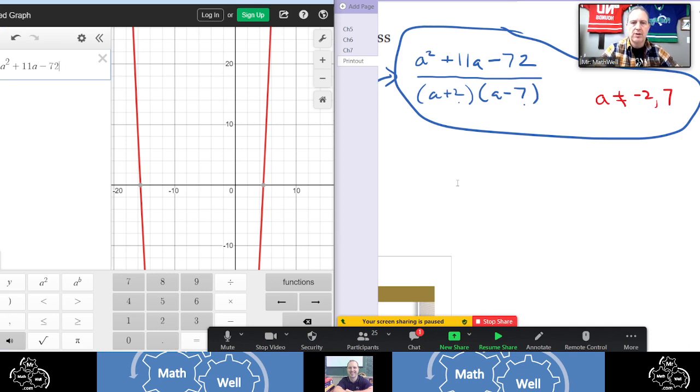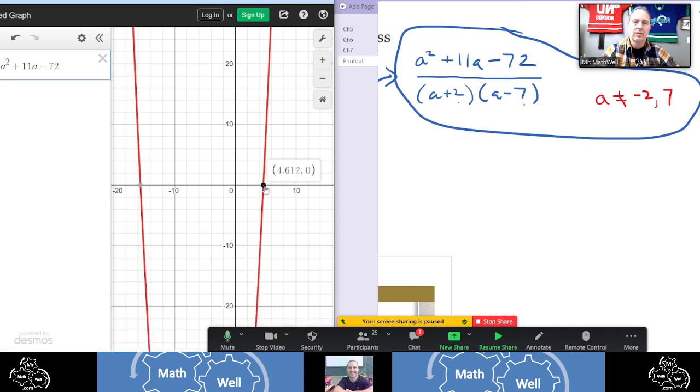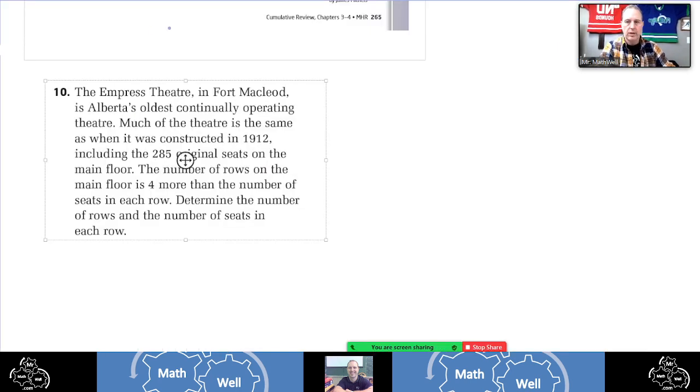So just to follow up on this question, I did graph this on Desmos, and there are intercepts, but look at 4.612. We're not going to be able to simplify this at all. So you don't have to factor this because you cannot divide out any of the factors. And then negative 15.612, these are not whole number ratios, so you can't divide anything out, so that's fine for a final answer.